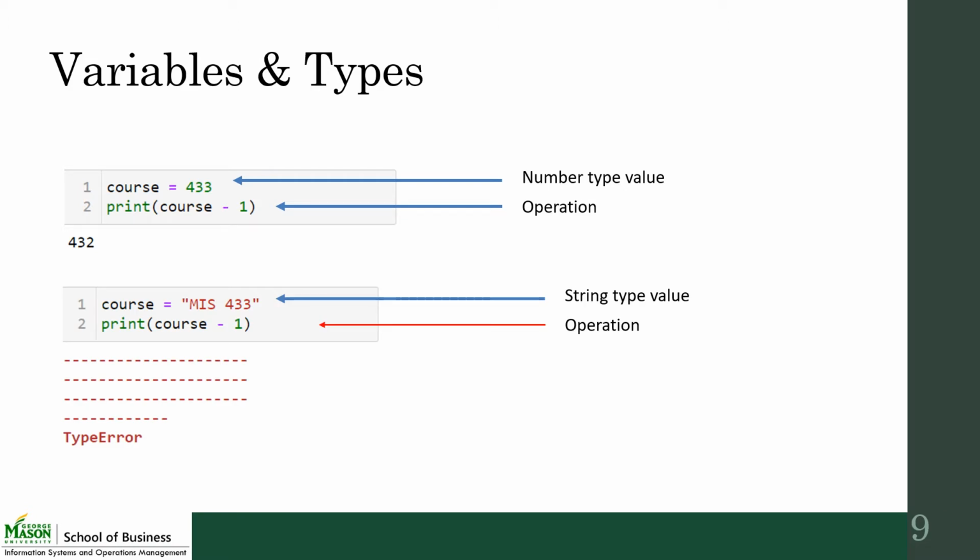In the next cell in line 1, the variable course contains a string value, but it is not capable of handling the same arithmetic operations as in the previous example. And this is because the expression within the print function, course minus 1, contains two different data types. The variable course contains the string value with alphanumeric characters, whereas the number 1 is an integer value. The difference in these two particular data types or value types will result in what we call a type error.